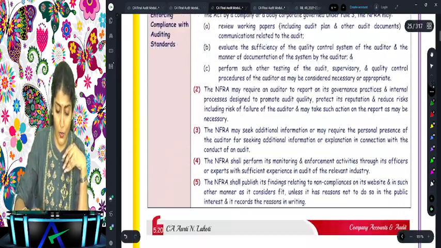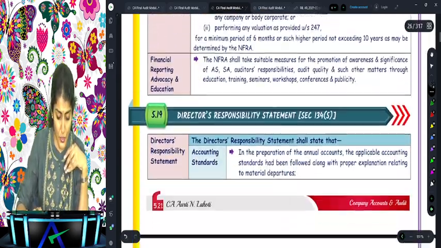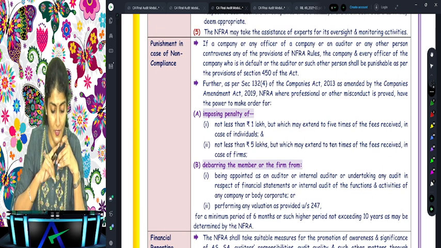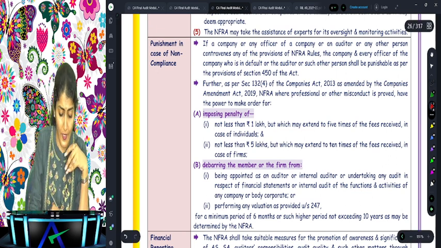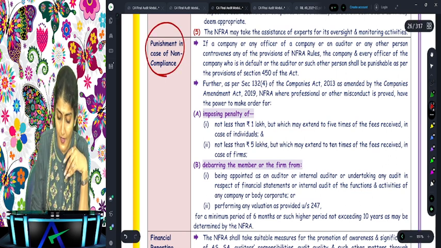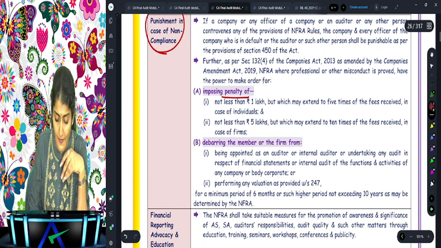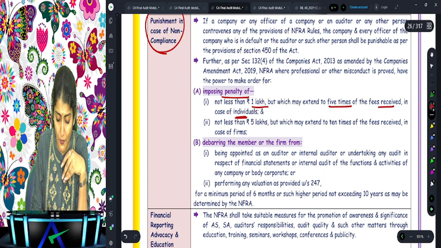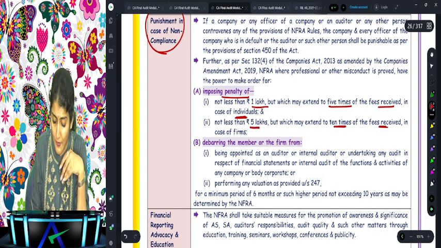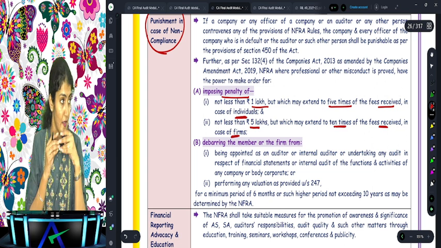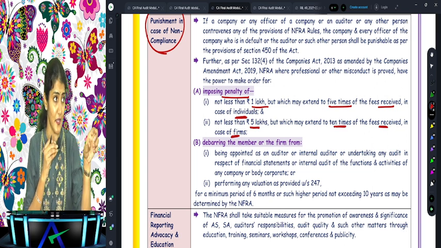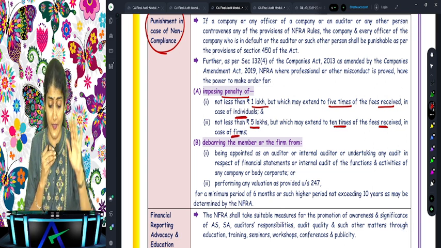So if I come to section 132, punishment in case of the non-compliance, what does it say? Not less than 1 lakh, but which may extend to 5 times the fee received in case of an individual, and not less than 5 lakh, which may extend to 10 times the fee received in case of a firm, right? So here it is for the individual as such. So how much are they putting? 3 lakh.